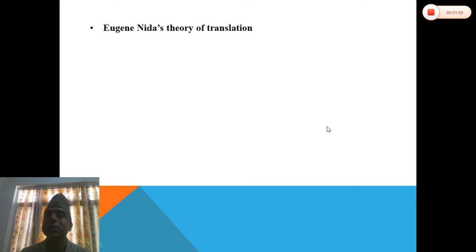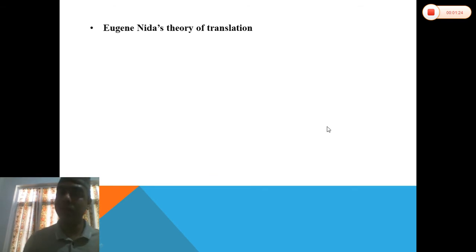He has published mainly two books which make him popular in the field of translation. The first was published in 1964 and the second in 1969. The first book is Toward a Science of Translating and the second book is The Theory and Practice of Translation. These two books make him very popular in the field of translation.